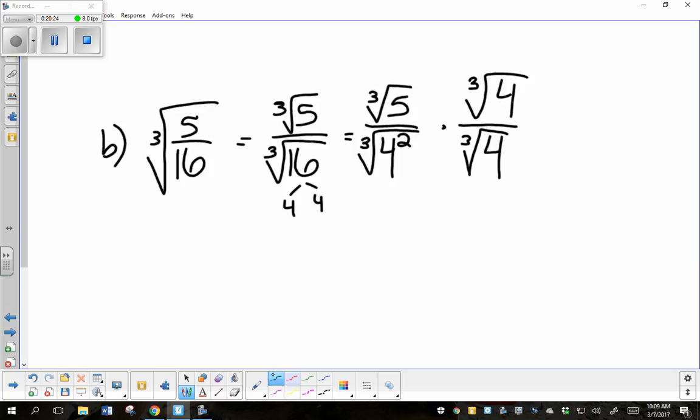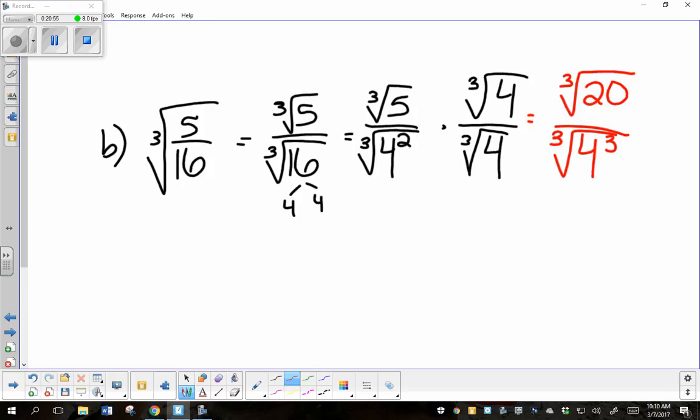The top part is easy. What's the cube root of 5 times the cube root of 4? Cube root of 20, right? I just multiplied 5 times 4. Now on the bottom, I'm taking this in very slow steps. You're not always going to have to write all of this out. We've got 4 squared times another 4. That's 4 to the 3, right? In the cube root. So this is the cube root of 4 to the 3. Because I had 4 squared times one more 4.